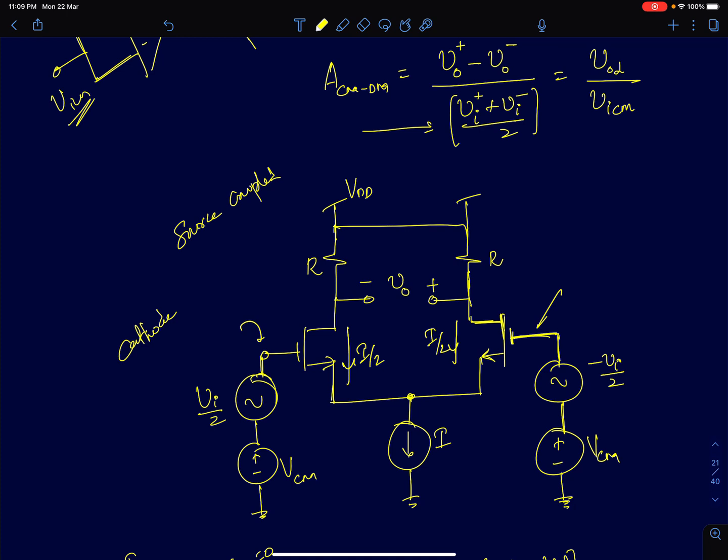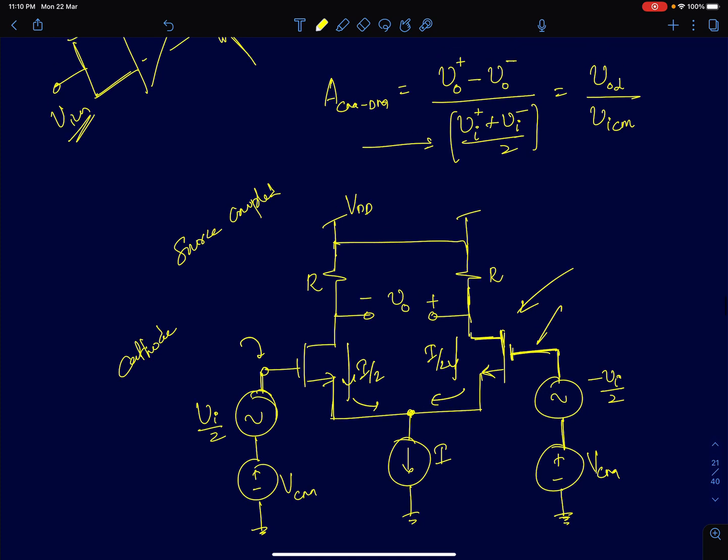Now this configuration where the sources of both these transistors are tied together is what is referred to as the source coupled differential pair. In fact, the idea of using differential amplifiers predates the invention of MOSFETs and BJTs. It was used at the times of vacuum tube amplifiers in the 1930s. At that time, it was called the cathode coupled amplifier.